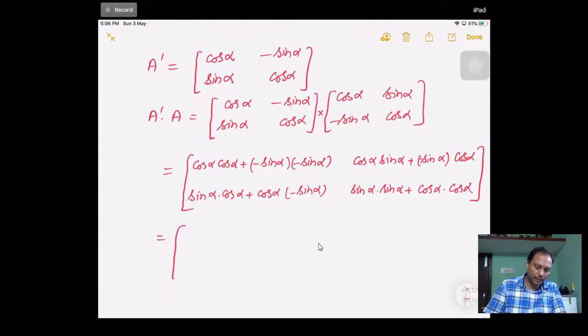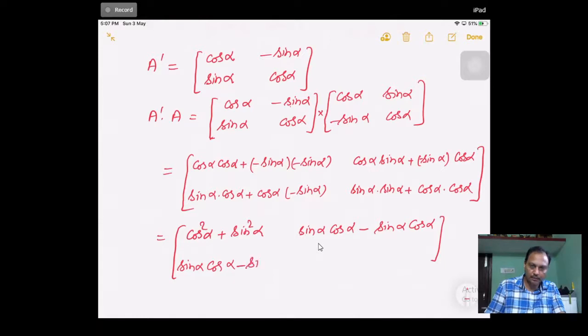Now simplify. Cos alpha into cos alpha, that is cos square alpha, minus minus plus, that is sin alpha into sin alpha is sin square alpha. It is sin alpha into cos alpha minus sin alpha into cos alpha, and here it is sin square alpha plus cos square alpha.